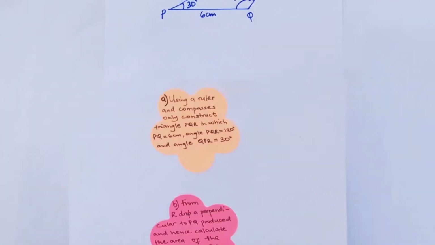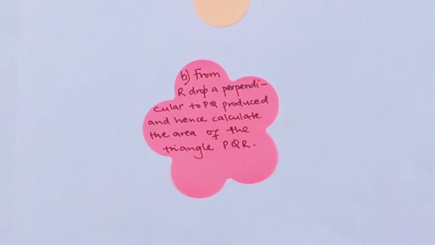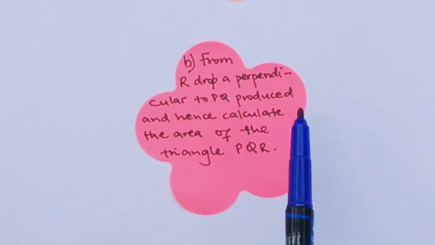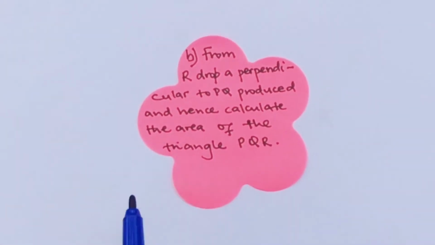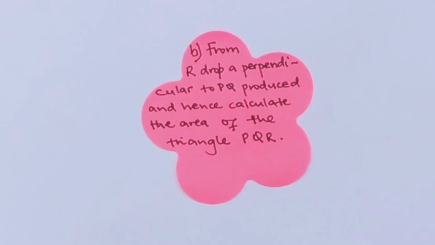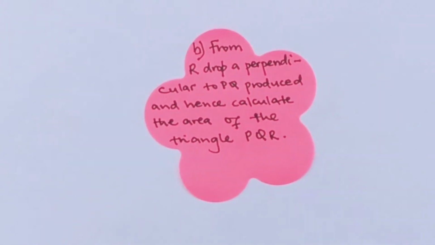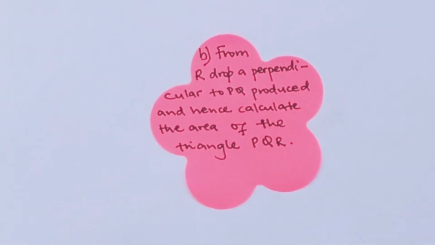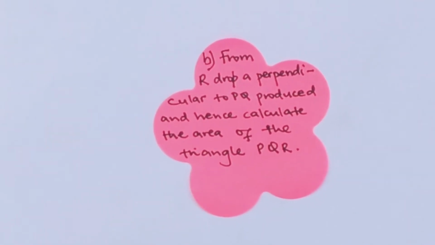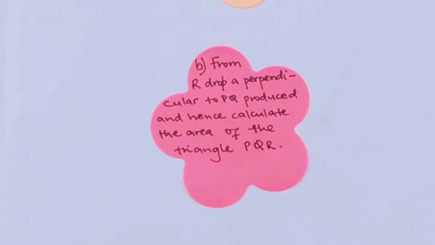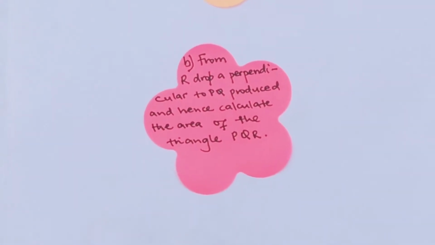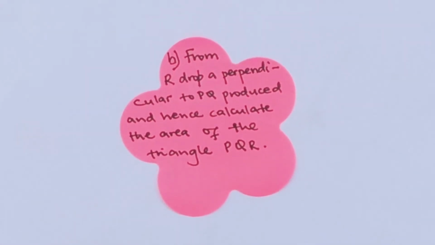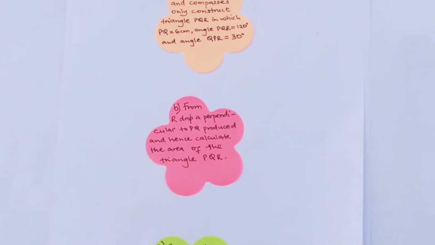So when we go ahead, our part B of this question, they were saying from R, draw a perpendicular to PQ produced. This is a very interesting thing. PQ produced, and hence calculate the area of triangle PQR. So that is very interesting. There is the calculation part, but remember today we were basically interested in the construction bit of it. But that simple calculation we shall also do.